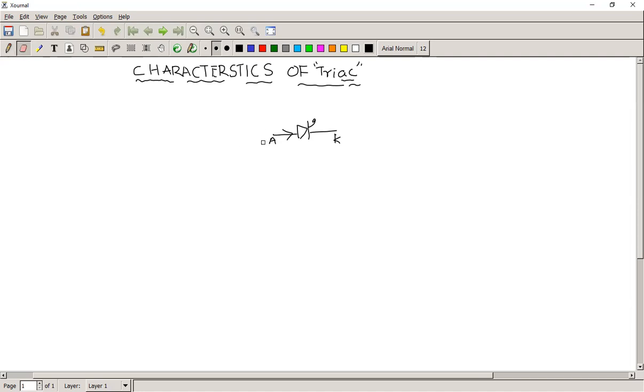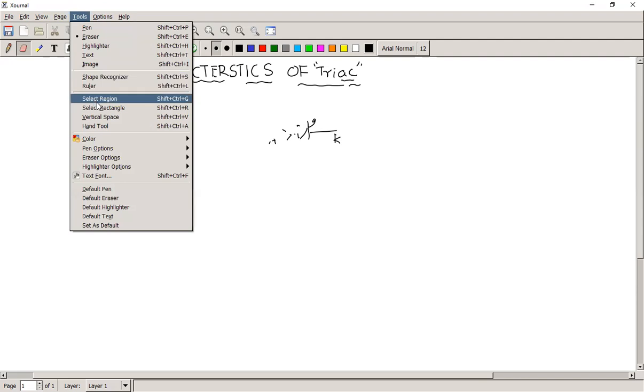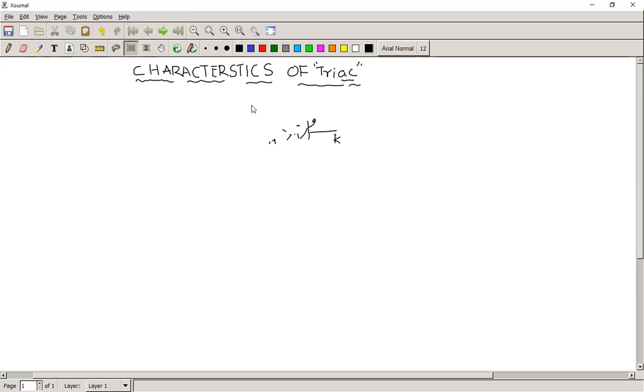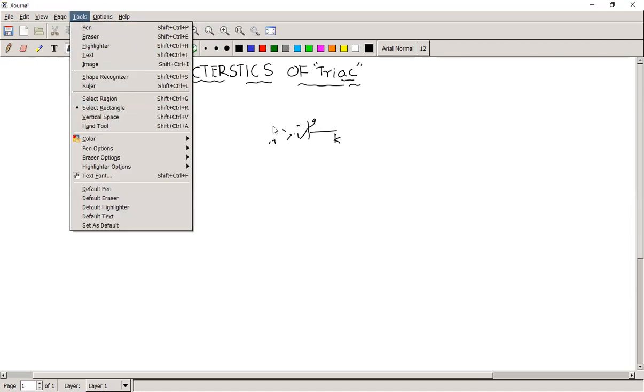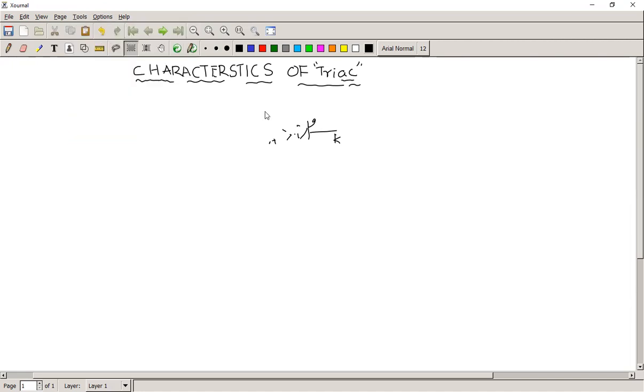Now how are we getting this bidirectional property? Now we are going to see the structure of a triac.